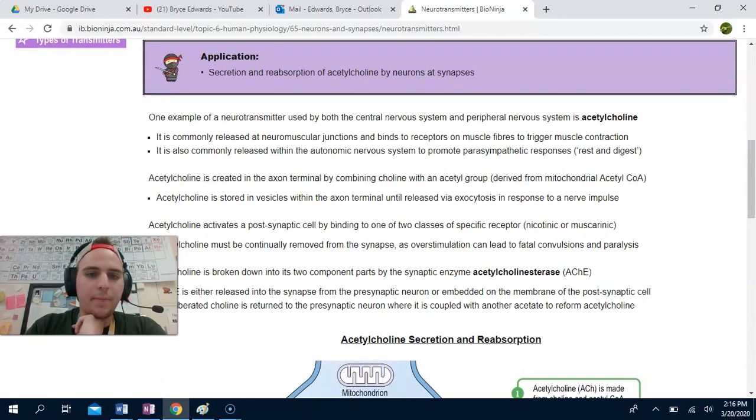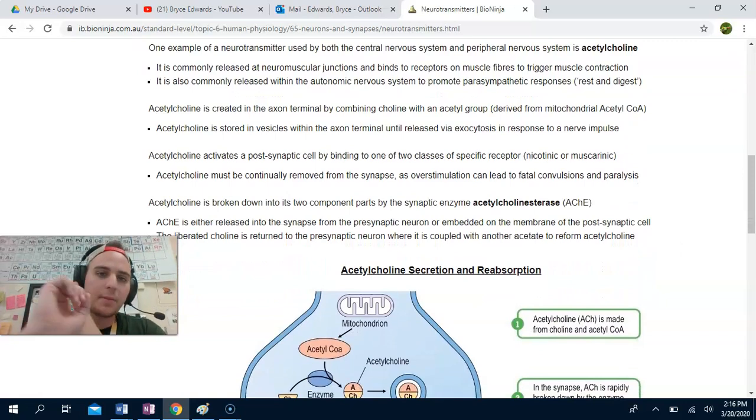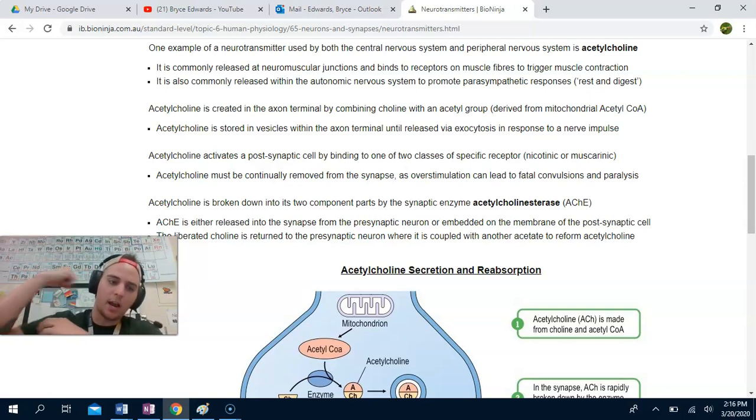So an example: secretion and reabsorption of acetylcholine. One of the great examples of neurotransmitters is acetylcholine. It's commonly released at muscular junctions, and it triggers muscle contraction. So acetylcholine is going to help you pump that iron. It's also commonly released within the autonomic nervous system to promote parasympathetic responses. So these are the things that you don't actively do: breathing, digesting, moving things through your body, all of that. The acetylcholine is going to be doing a lot of that.